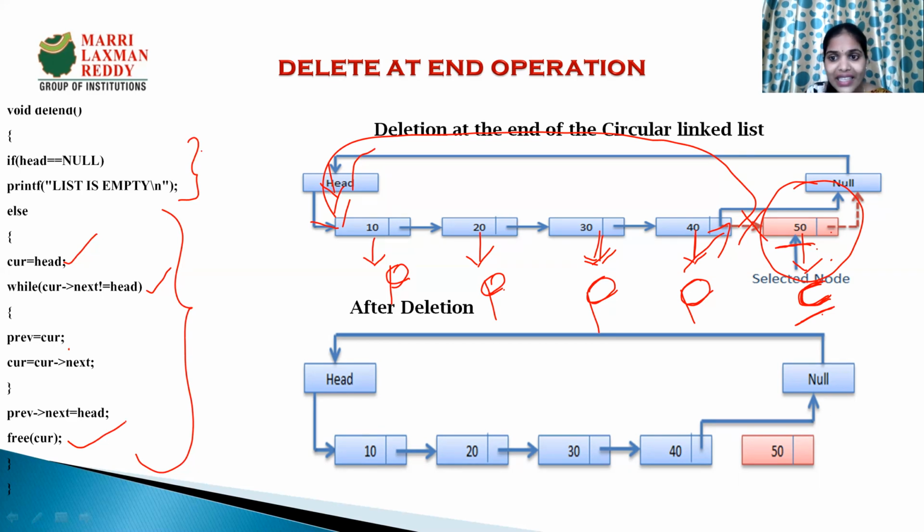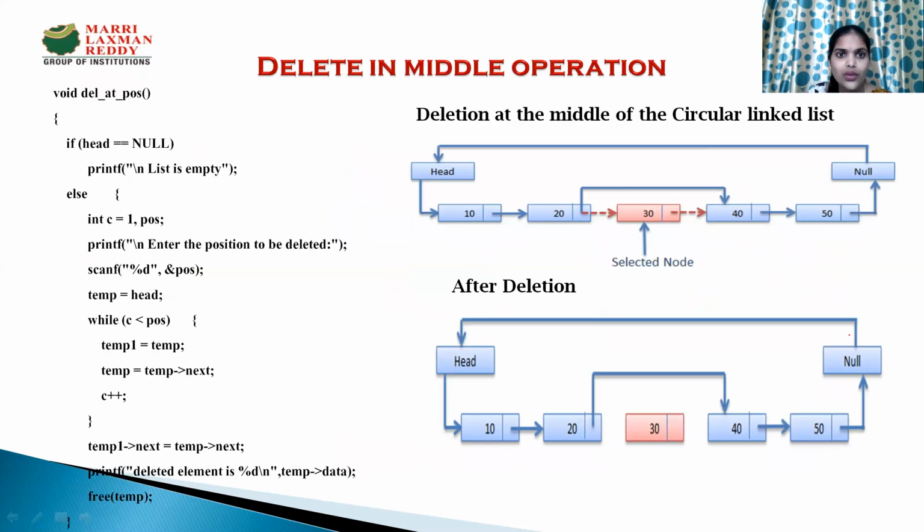This is how we can delete a node from the end of the list, where this is the representation of a circular linked list after this deletion. Now this is the deletion in the middle position. This is similar to deletion in a singly linked list from a particular position. If you want to delete this node, I have to mention at which particular position you want to delete.